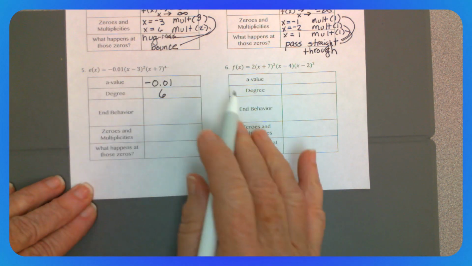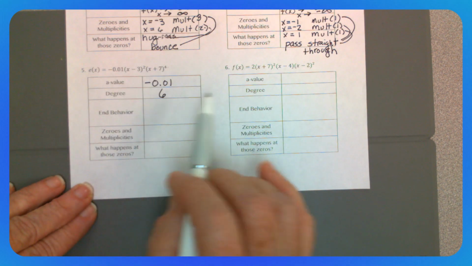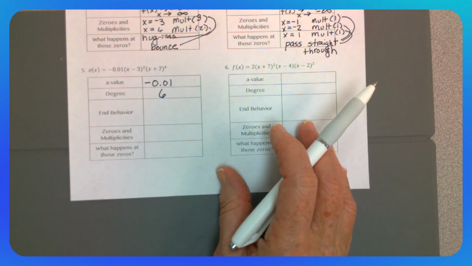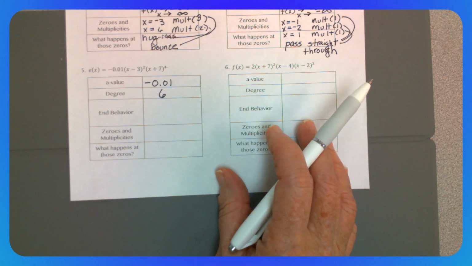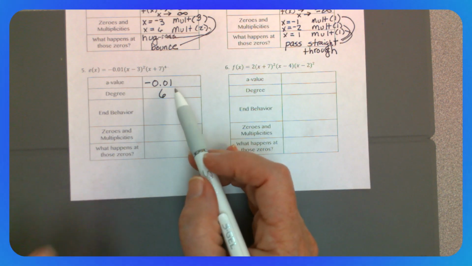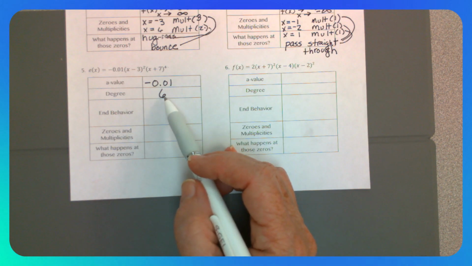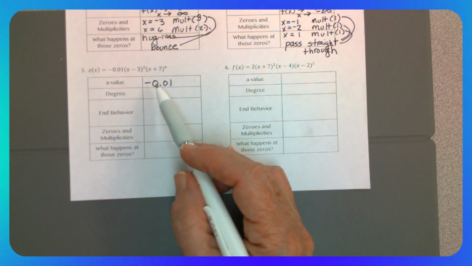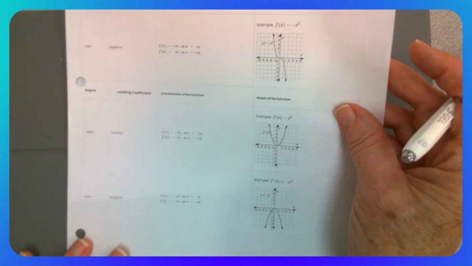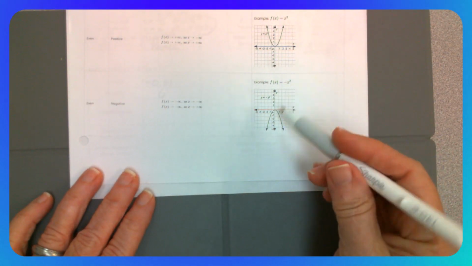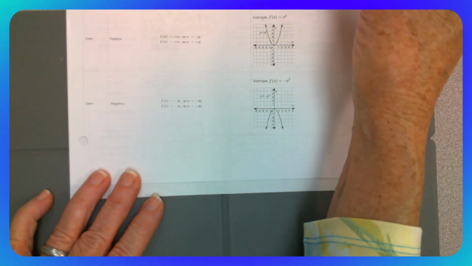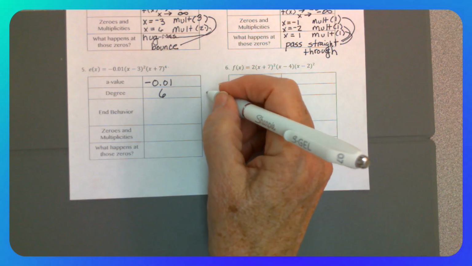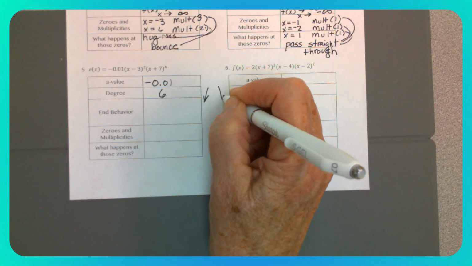Again, if I expand everything out, combine all my like terms, and put it in standard form, the highest degree term is going to be of degree 6. So let's look at what the end behavior is going to look like. Even degree, negative a value. So even and negative. So it's going to look like a parabola. Okay, it's going to go down on the left and down on the right.